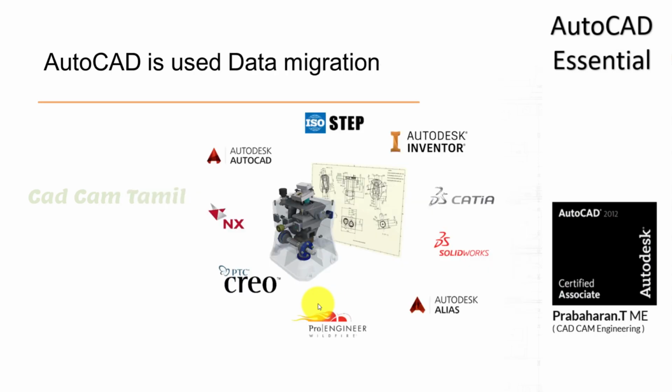Next, data migration. Data migration means what? Don't think AutoCAD is the only software available for designing. Apart from AutoCAD, we have plenty of software across the world: Unigraphics, Creo, Pro Engineering, SolidWorks, CATIA. These are the different programs related to CAD. You can transfer your drawing from one software to another software. This is called data migration.